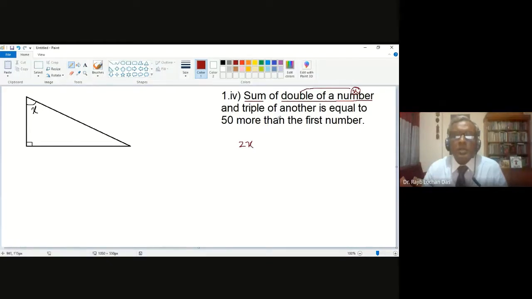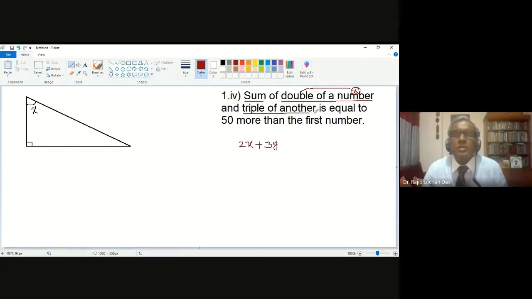Yes, sir. Triple of another. So what is the other number? You do not know the other number, so that will be y. And triple means 3 times this thing. So 2x plus 3y. Clear or not clear? Yes, sir.